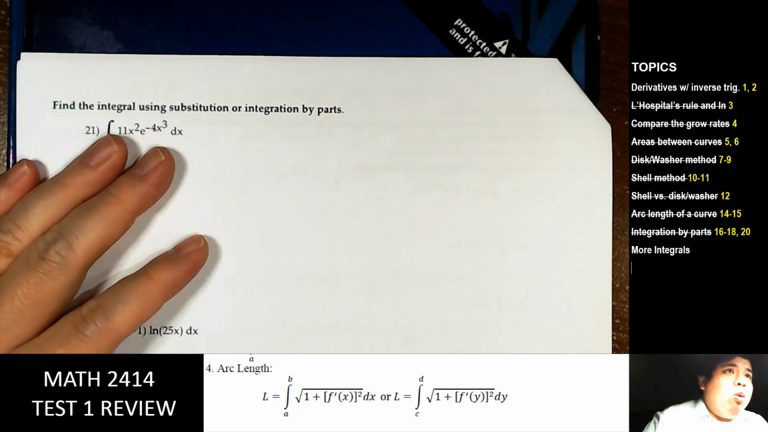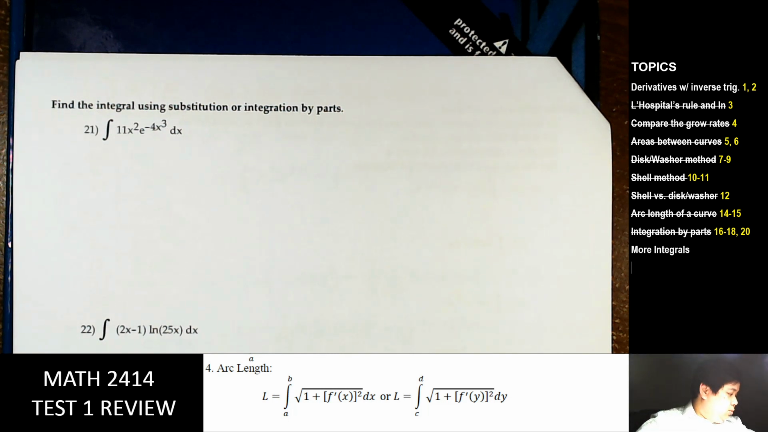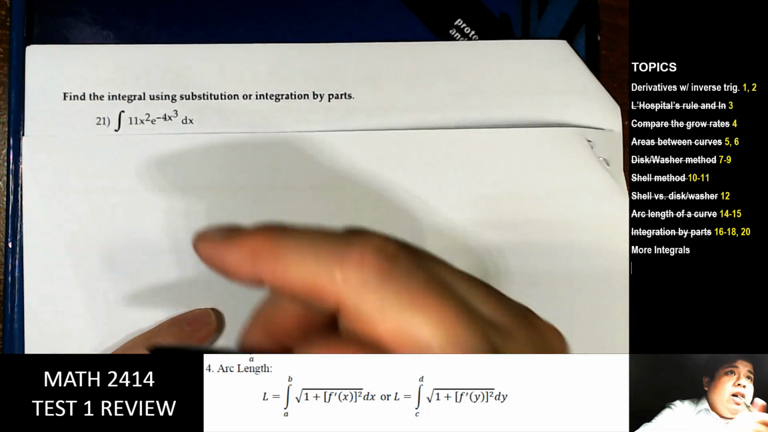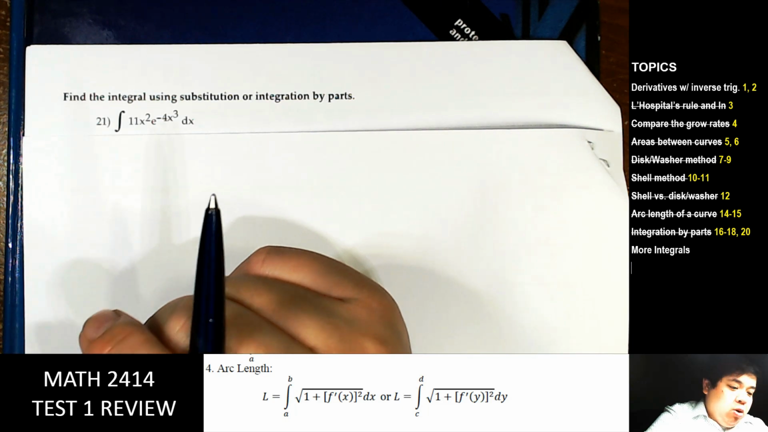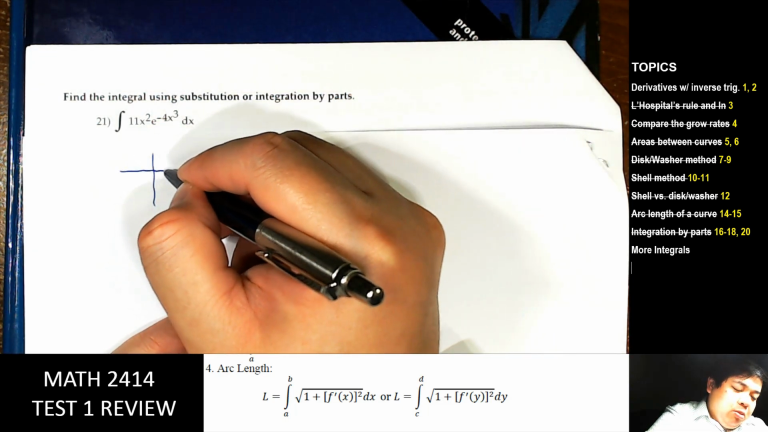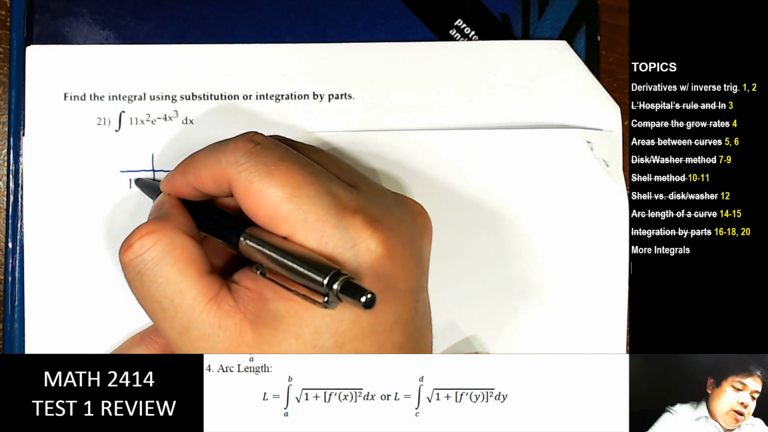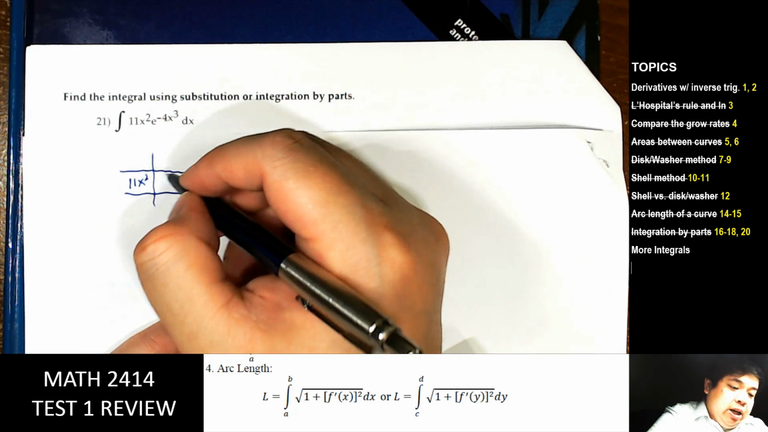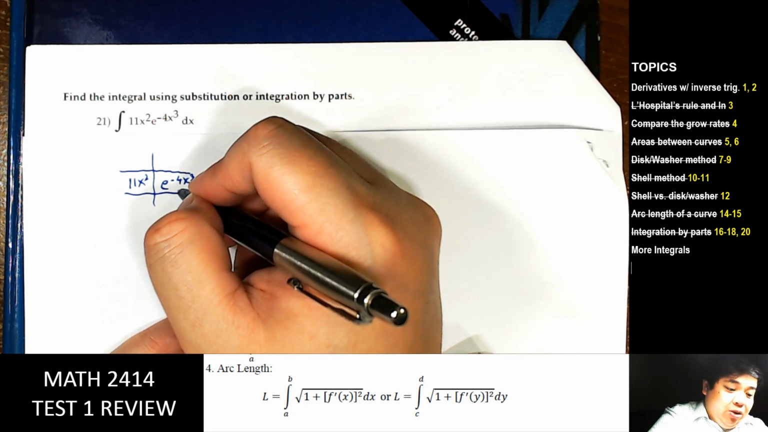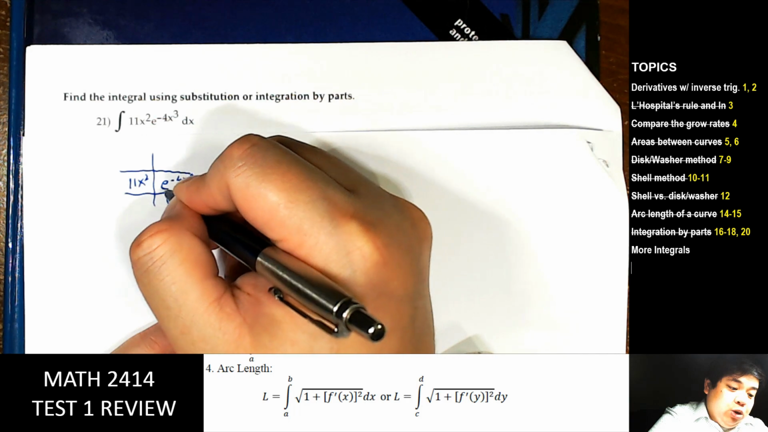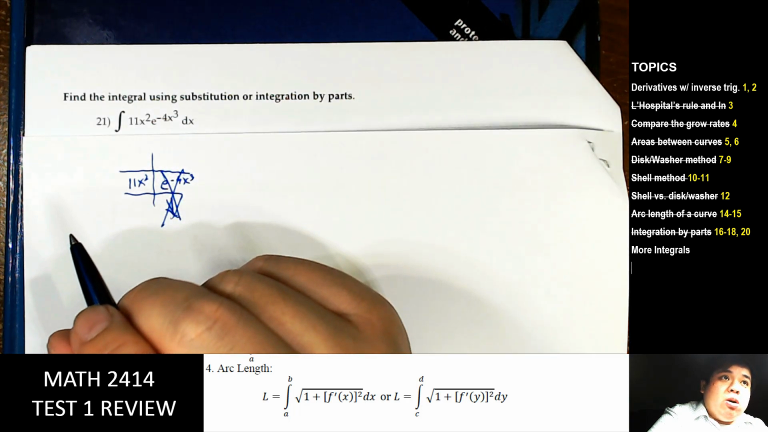So first, when we look at this, it's a product. However, this is not integration by parts, because if we take integration by parts, u is going to be this. It is easy to differentiate. However, this is difficult to integrate. So this will be difficult to do. So we cannot do integration by parts.